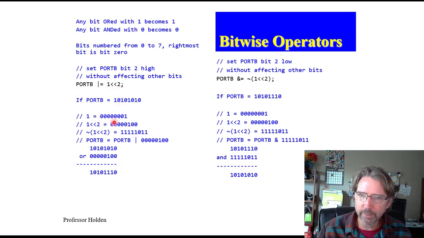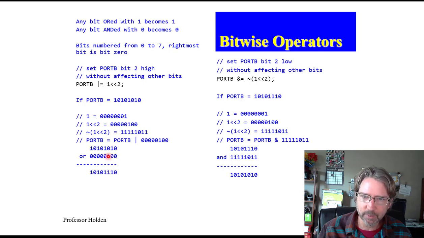But again, we take 1, we shift it 2 places, we pad it with zeros, and then we OR it together. So here we take the original port B variable and we OR it bitwise with this 1 shifted 2 places, and we go bit by bit. So 0 ORed with 0, 1 or the other has to be a 1 to get a 1, and they're both 0, so we get a 0. 1 ORed with 0 gives a 1. 0 ORed with 1, 0 or 1 has to be a 1, and it is, so we get a 1.